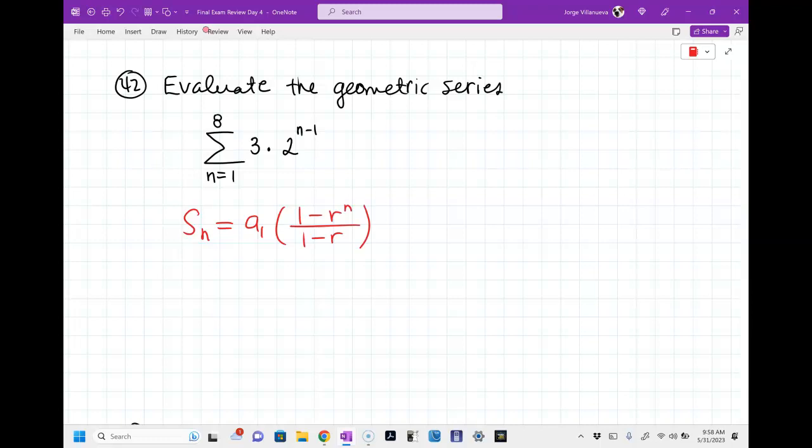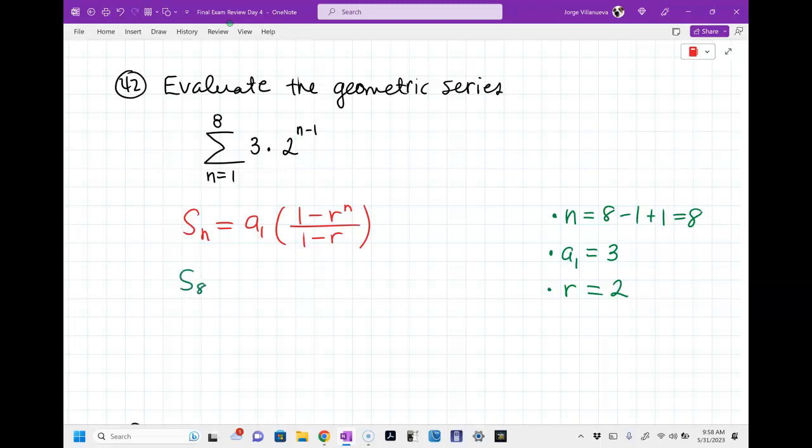And I'm just going to label my values. So how many terms does this have? So it has 8, right? Because it's 8 minus 1 plus 1. So that's 8. What's my a sub 1? 3, right? They give it to me right there. That's a sub 1. And what's my r value? 2. They also give that to me right here. So just plug that stuff into your formula.